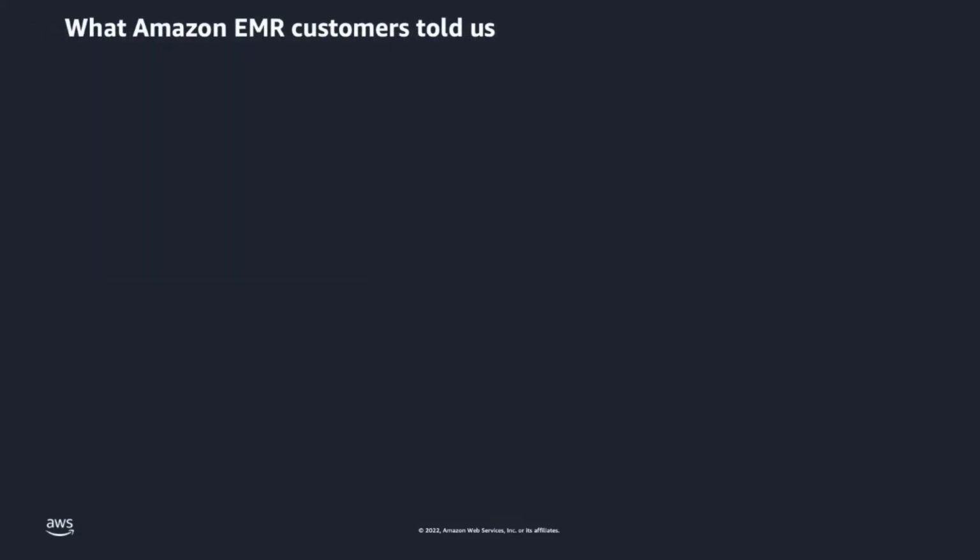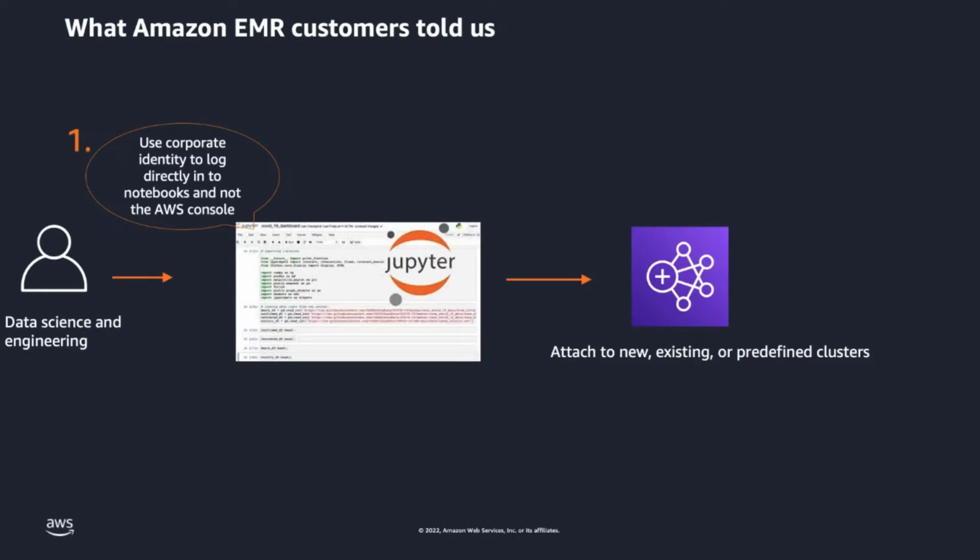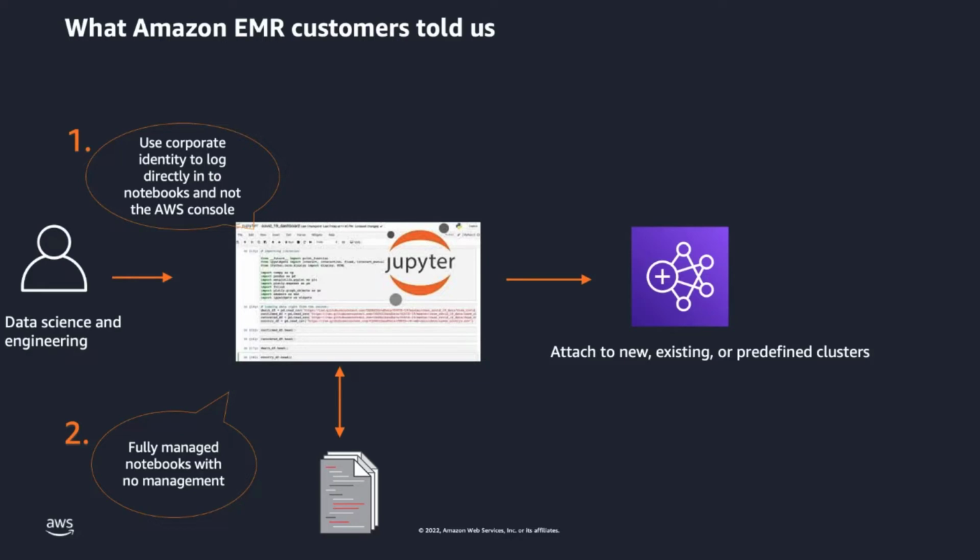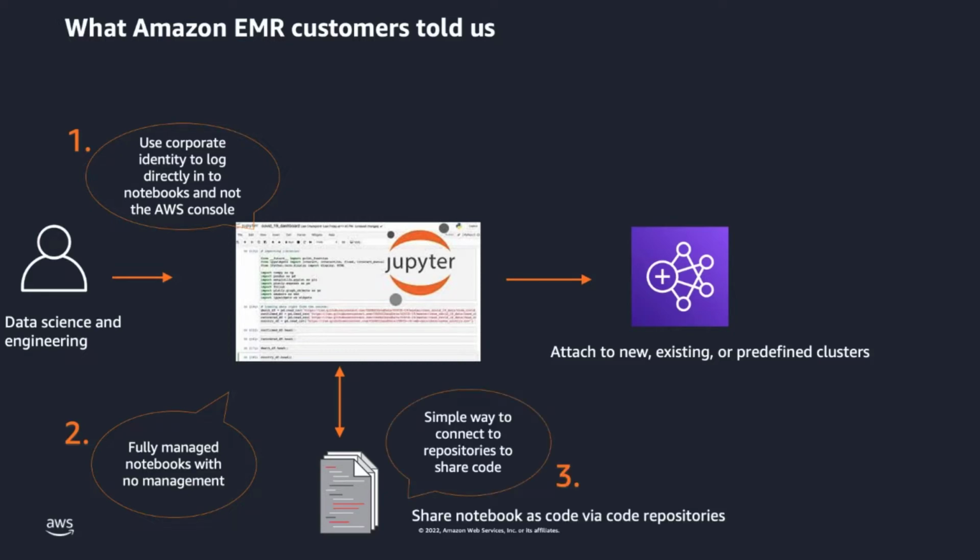Let's go ahead and see what exactly Amazon EMR customers told us. Here is what our customers told us. Firstly, they want to use corporate identity to directly log in to the notebooks instead of using the AWS console. Secondly, they want to be able to access fully managed notebooks instead of self-managed JupyterHubs. They are also looking for a simple way to connect to code repositories and collaborate on their development on top of these notebooks.